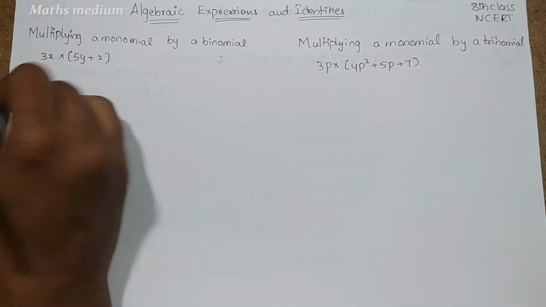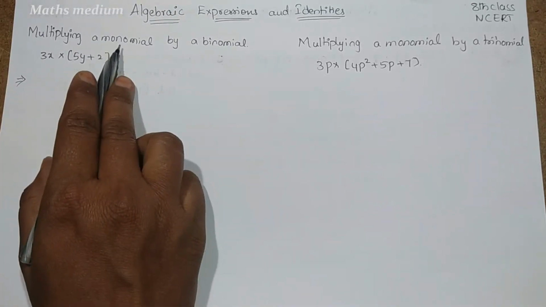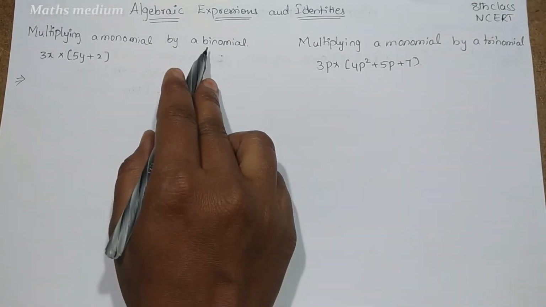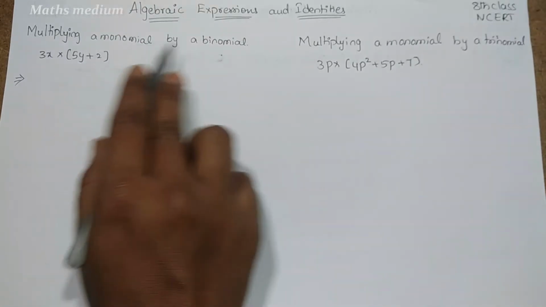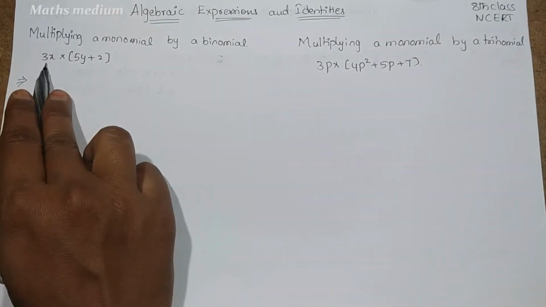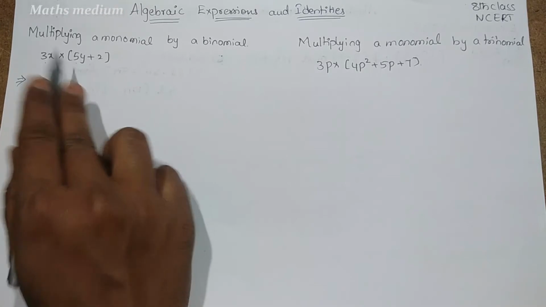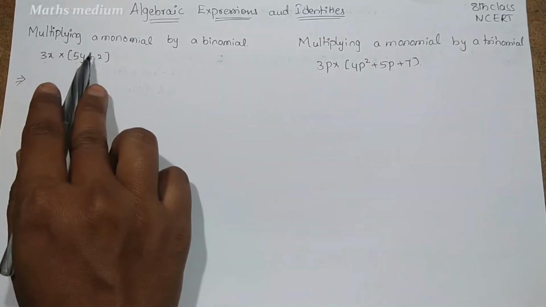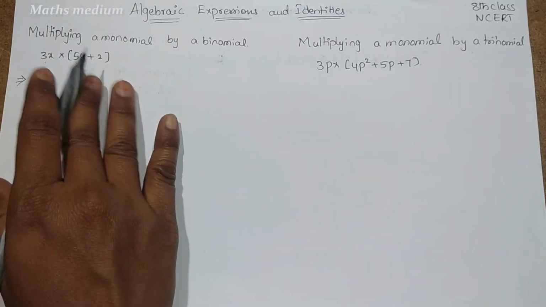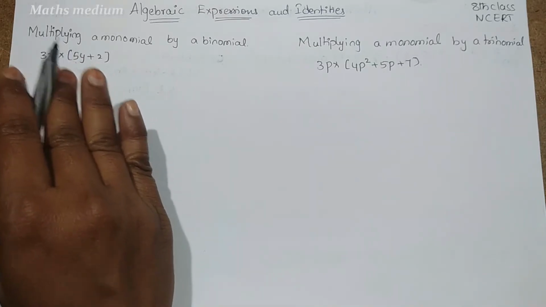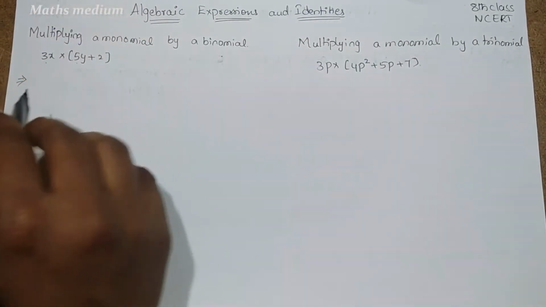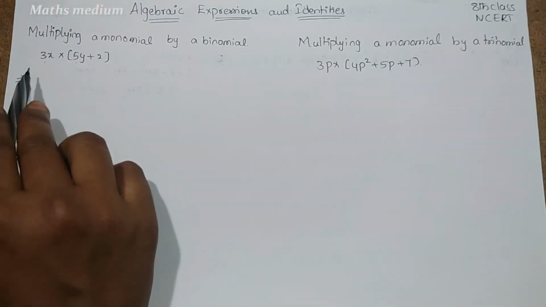So see, we know that an expression containing one term is called a monomial. If an expression contains two terms, it is called a binomial. This contains a monomial and this contains a binomial. So let's start the multiplication of these two. Generally, for multiplication of any expressions, we mostly use the distributive law. So similarly here also we have to use that law.